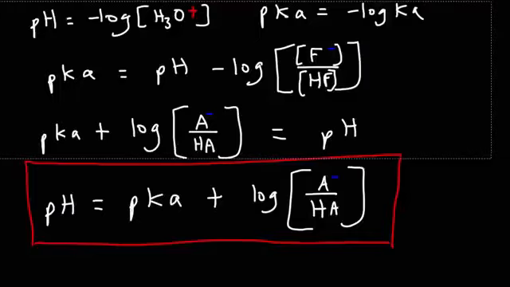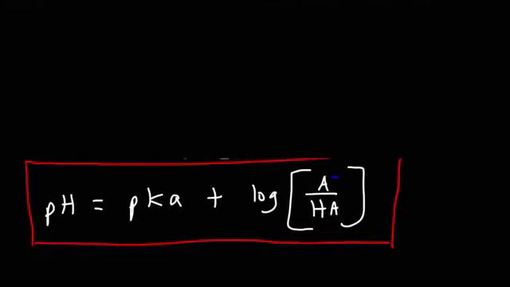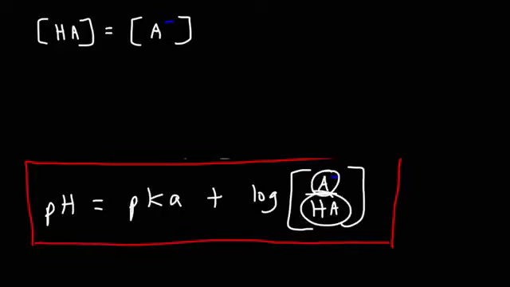Now there are some things that we can discern from this equation. What can we say regarding the pH of a buffer solution when the concentration of the weak acid is equal to the concentration of the conjugate base? If HA equals A minus, what can we say about the pH? If this is 10 and that is 10, 10 over 10 is 1. If this is 0.5, that's 0.5. 0.5 over 0.5 is 1.